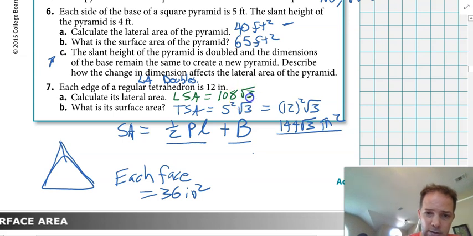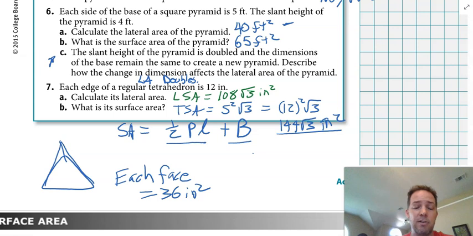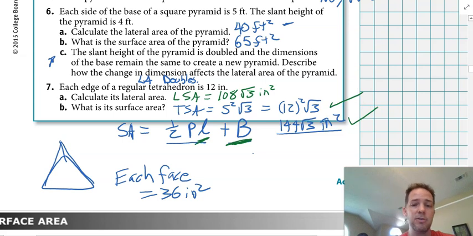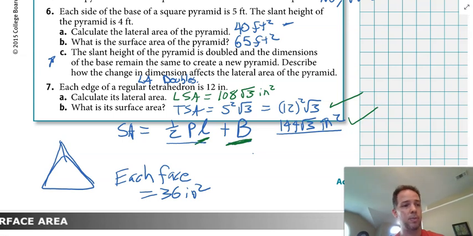root 3 inches squared. And you could obviously do this with the formula, but you would need to figure out the lateral height on this, and you need to figure out the area of the base anyway. So the shortcut formula did work faster on this one because it was a regular tetrahedron. So side squared root 3 is a convenient formula for total surface area of a regular tetrahedron.